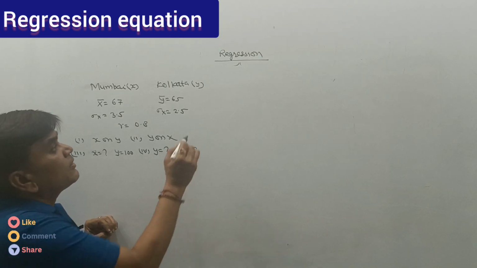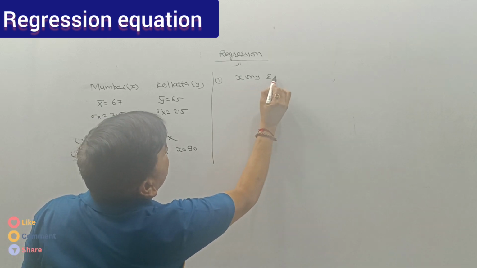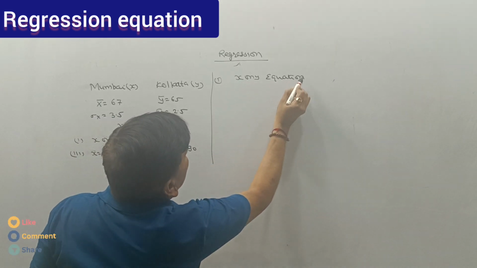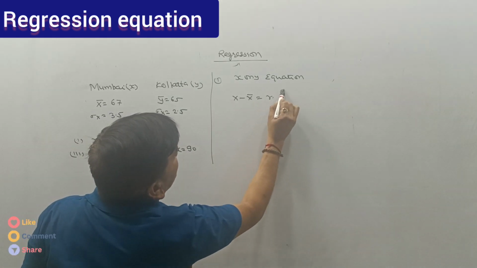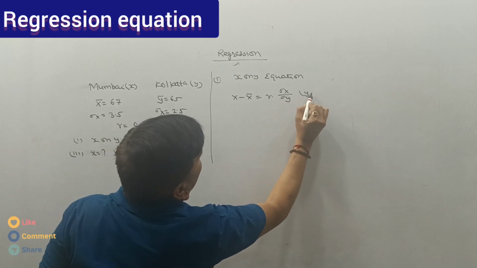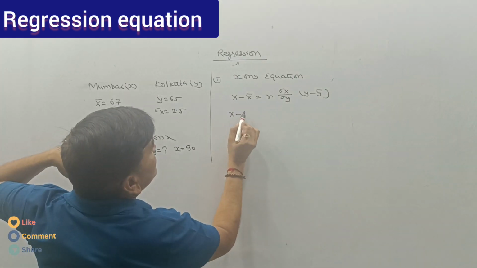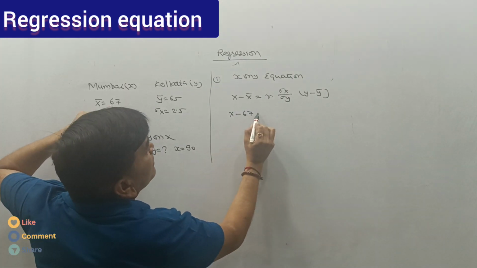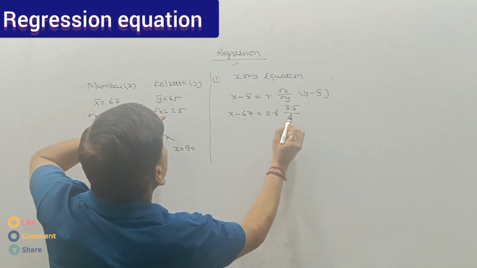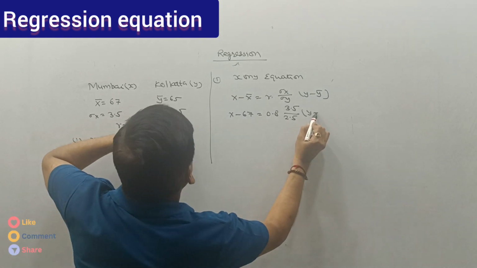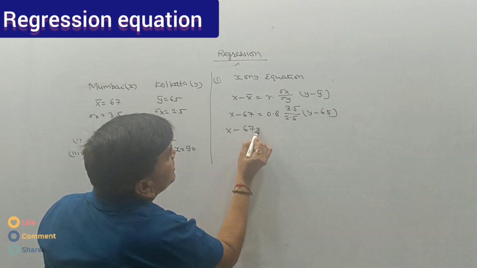So very first we will calculate the X on Y equation. The formula for this is X minus X bar equals r times standard deviation X over standard deviation Y, times Y minus Y bar. By putting in the values: X minus 67, the X bar value given; r is 0.8; standard deviation of X is 3.5; standard deviation of Y is 2.5; Y minus 65, the Y bar value given. So we just have to solve this and we will get the equation.